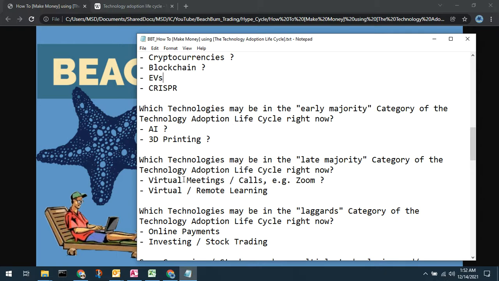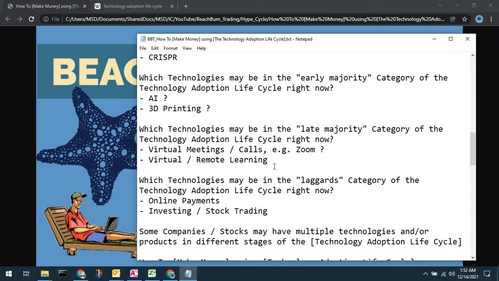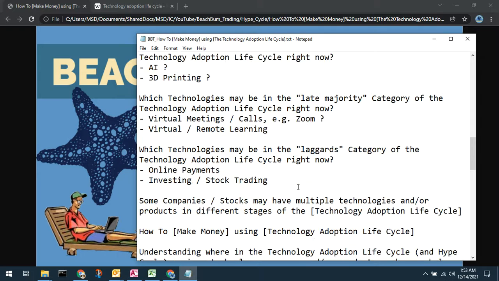Late majority technologies, I think virtual meetings now, virtual calls, the use of Zoom. I think almost everybody's been on a Zoom meeting at this point going through the pandemic. So I think most people have used Zoom, virtual meetings, virtual calls, video calls, etc. Same with virtual learning, when kids had to go to school via virtual school. Again, I think most people now have been exposed to it. They're comfortable with it. I think that will just continue and grow.